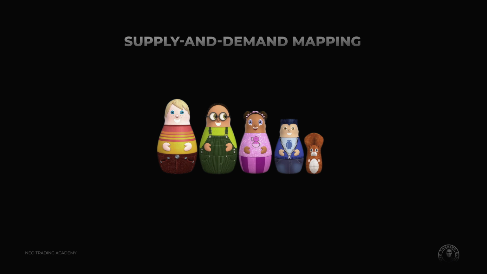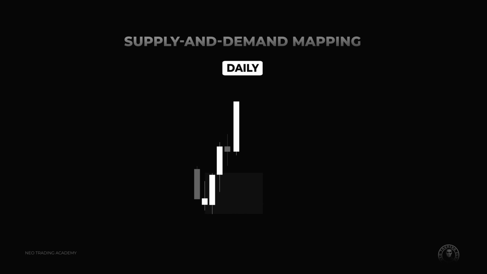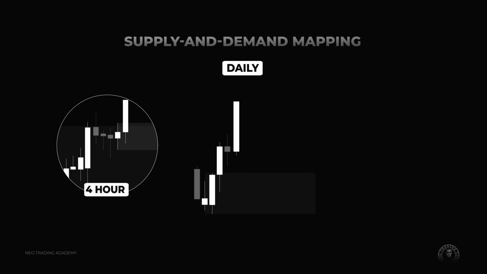When mapping our zones, we also start painting the picture from the higher to smaller time frames. It's similar to the Russian stacking dolls. We will map zones inside of the zones until we find our precise point of interest. For example, we will map one daily candle zone, and when we drop to the 4-hour time frame, we can refine our zone to a more specific area.